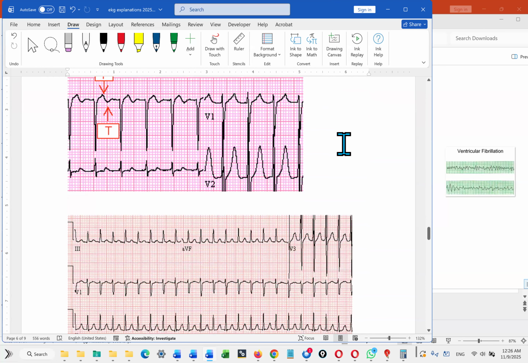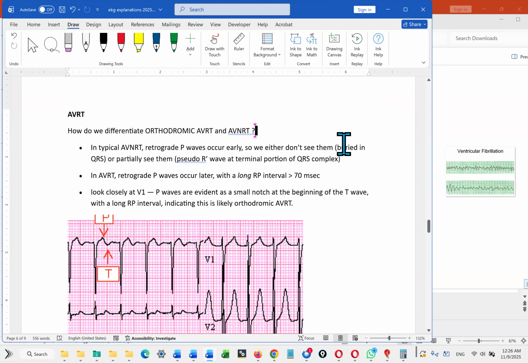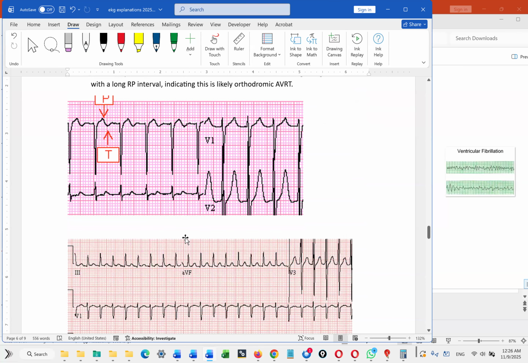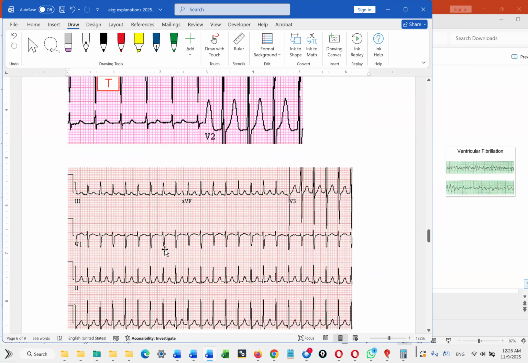So this is a couple of different examples of orthodromic AVRT, where the retrograde P wave occurs much later. Sometimes it can be hard to tell, but if you look closely at especially the V1 lead, you can see there's a little notch in the T waves. You may not see it in all the T waves, but there'll be a notch. What that means is that the retrograde P wave is landing on the T wave at some point, so much delayed after the QRS complex.